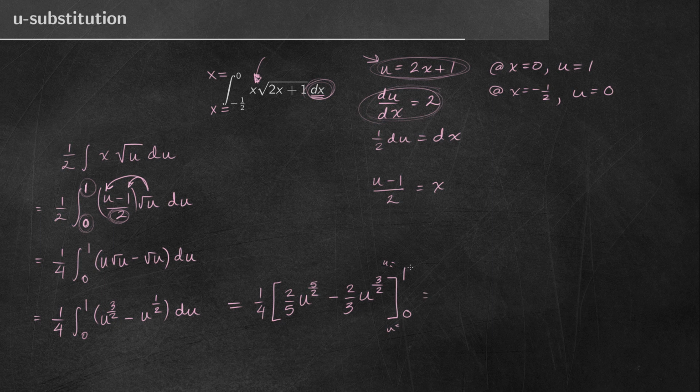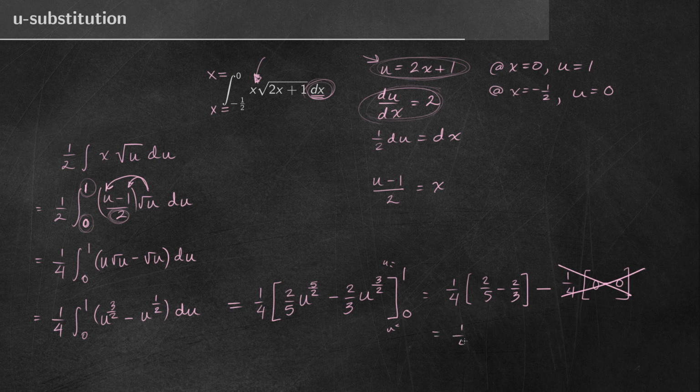So I substitute in my upper bound, 1 for u, and I get 1/4 times 2/5 minus 2/3, minus, and then I'm going to substitute in the lower bound, 1/4 times 0 minus 0. So that all just is 0. And I just need to simplify now the 1/4 times 2/5 minus 2/3.